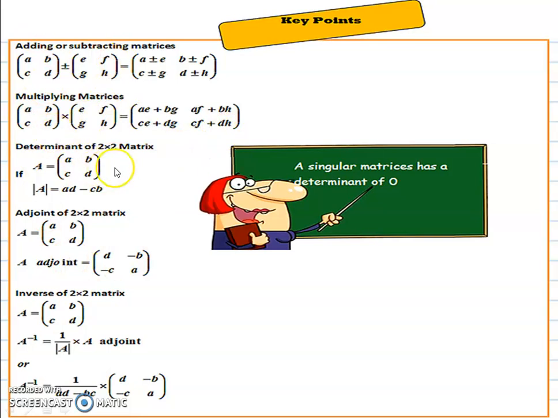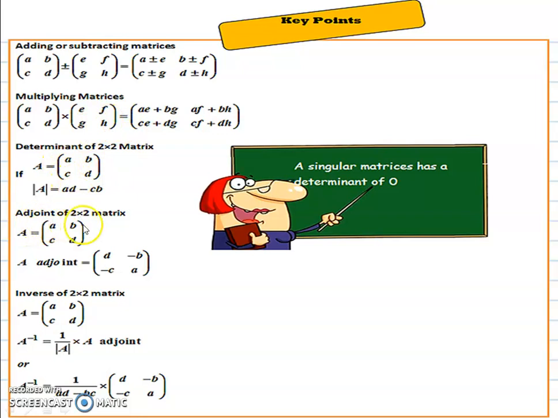Now we find the determinant of a 2 by 2 matrix if A is equal to ABCD. Then we take the cross multiplication of the diagonal elements and subtract them. That is AD minus CB, or BC, it does not matter about the position. So the determinant of A, the 2 by 2 matrix, is given by AD minus CB. Now we convert the given matrix into the form of the determinant.